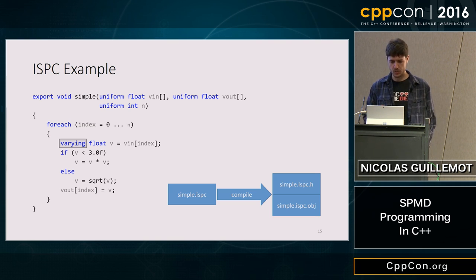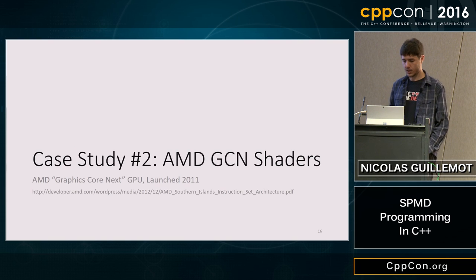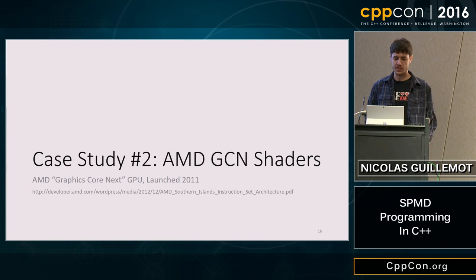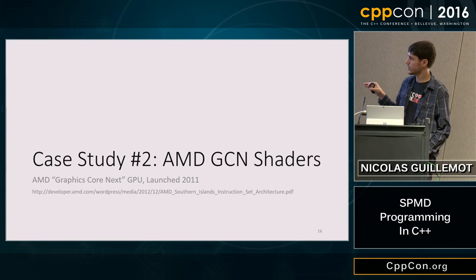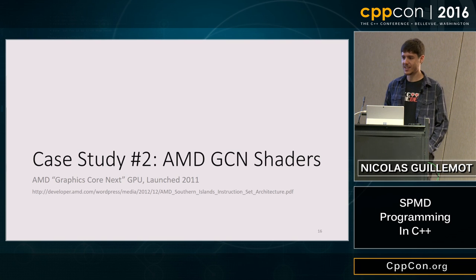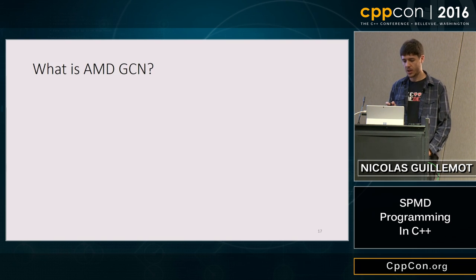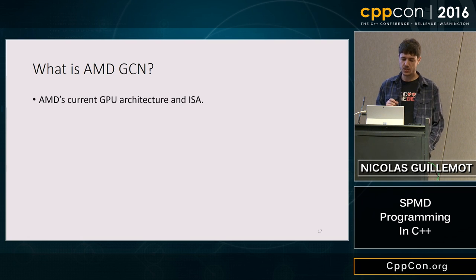All right, so moving on, we're going to look at a second case study now. Now we're going to look at shaders on AMD GCN. GCN, if you're a gamer, might sound like GameCube, but it's not GameCube, it's Graphics Core Next. Graphics Core Next is AMD's current GPU architecture, and I'm going to talk about it a little bit. It's not just a GPU architecture, actually. It's also an instruction set architecture, in the sense that they have specified an actual assembly language that you can use to program for it.